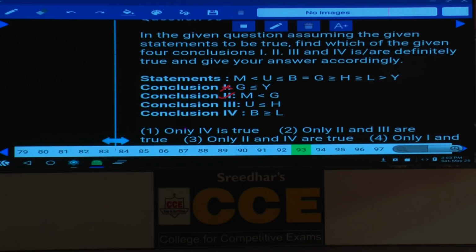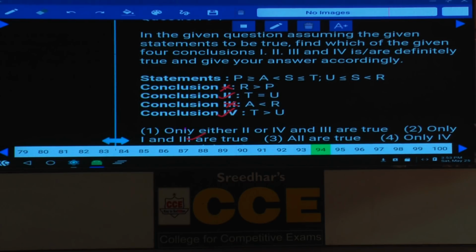And U lesser than or equals to H, two opposite symbols, no relation between these two. And fourth one, B greater than or equals to L, definitely true. Then what is your answer here? 2 and 4, and it is given in choice 3. 93, it is choice 3.